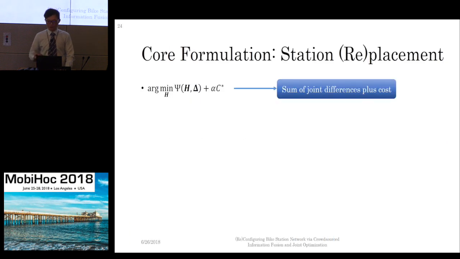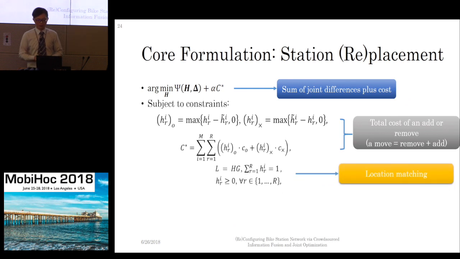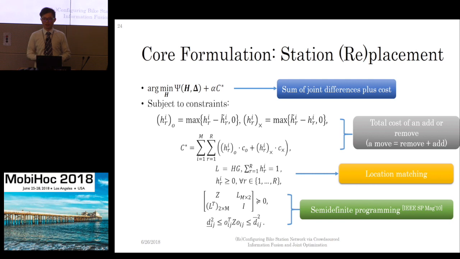The objective function is the joint differences plus the redeployment cost, subject to the actions of adding, removing, or moving a station. Here we consider moving a station as a removal followed by an add, and the weighted average of the grids of the relocation and the distance bounds. Here we consider semi-definite programming in order to solve the non-convex problem, because there is a lower bound.